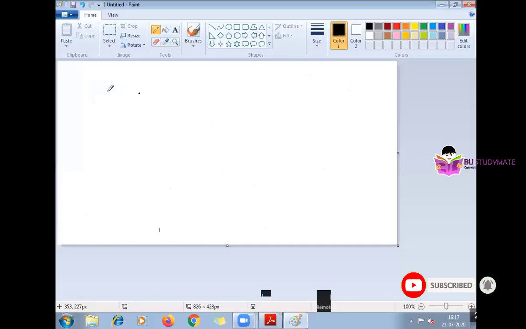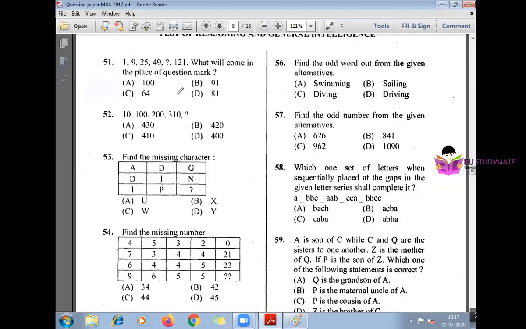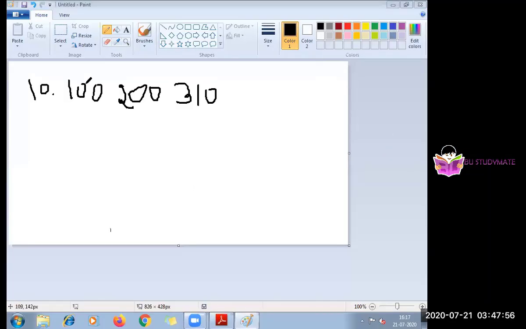10, 100, 200, sorry, and then 310. So these are the numbers we do have, right? So when we analyze this, the probable answer. So now we will look at this. See, if you look at this, you can see that there is a huge difference between the numbers, right?